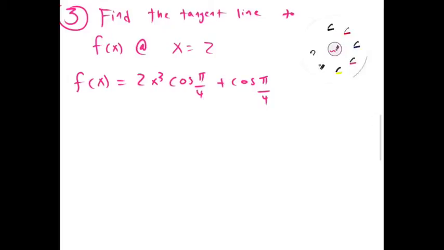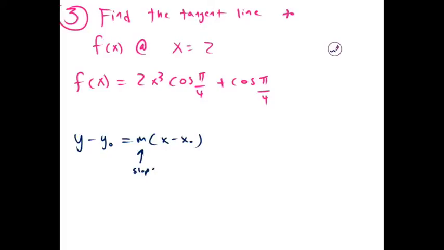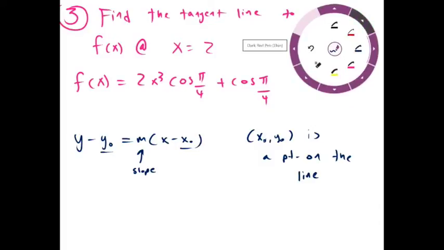So to find a tangent line, remember the equation of a line is y minus y0 equals m times x minus x0, where m is the slope and x0, y0 is a point on the line. So obviously for the slope, we're going to have to use a derivative, and the derivative is going to be f prime of x.